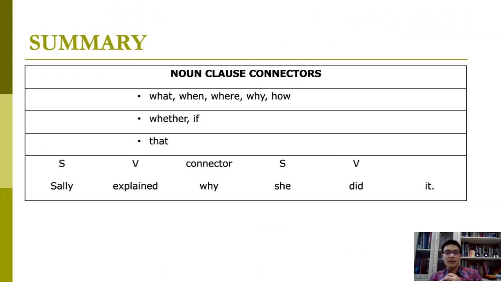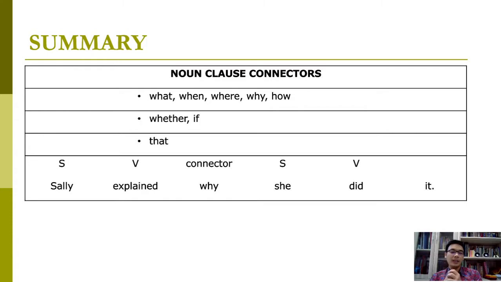let's see the summary. For the noun clause connectors, we can use connectors like what, when, where, why, how. We also have whether and if, and also that. The pattern will be subject verb, connector, subject verb.